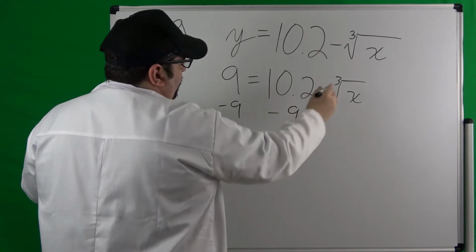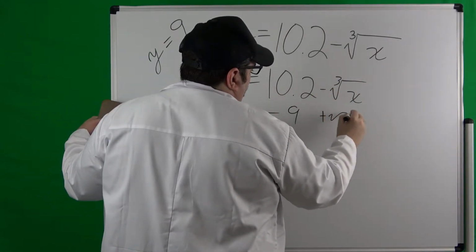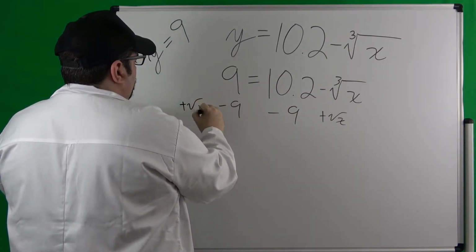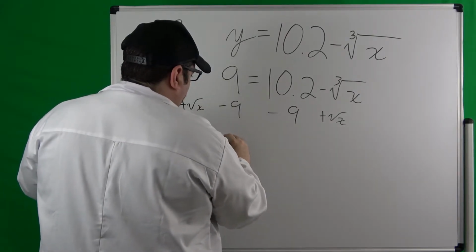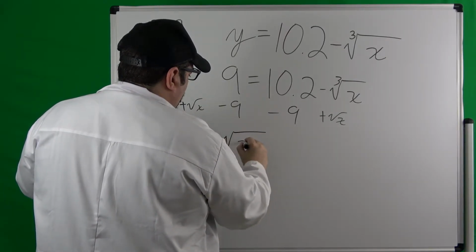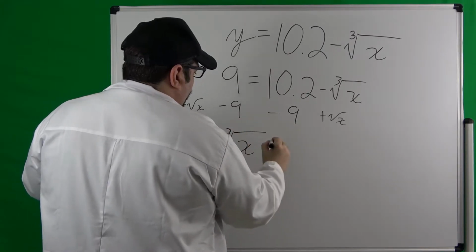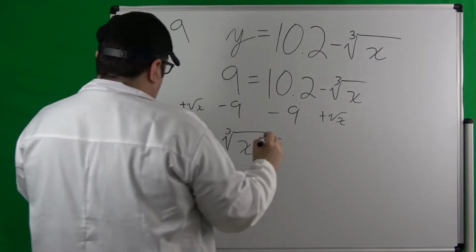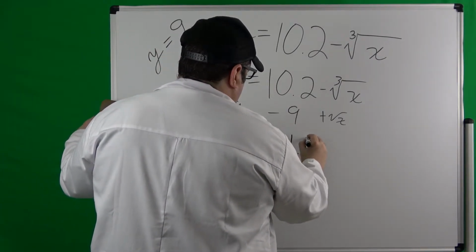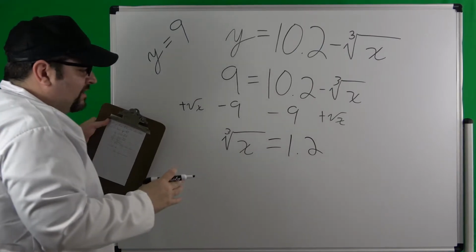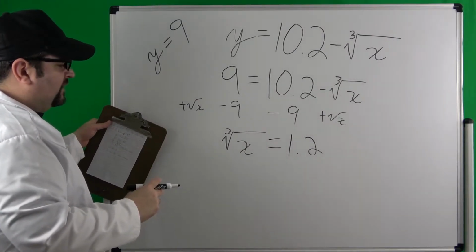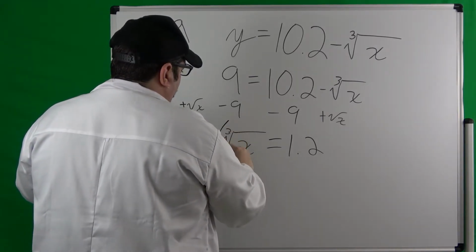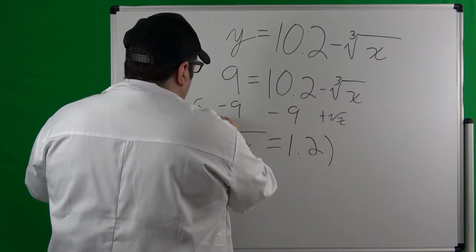Subtract 9 over here. I'm going to add the cube root of x. So we're going to have the cube root of x equals 10.2 minus 9. That would be 1.2. And then we have to do the opposite, just like we always do, solving for a variable. So the opposite of cube root would be to cube both sides.